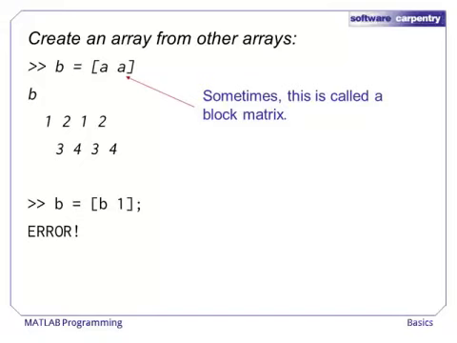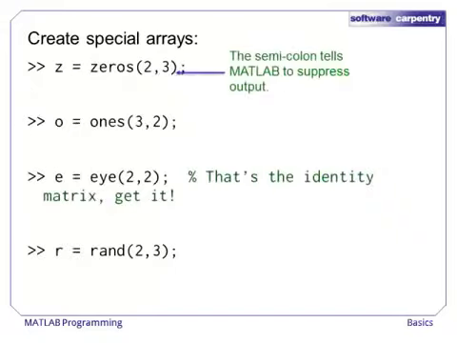MATLAB will not allow this. There are many other ways to make matrices. The functions zeros and ones will create matrices that have all zeros or have all ones. Another special function is eye, which creates an identity matrix. Finally, rand creates a matrix of random doubles between 0 and 1.